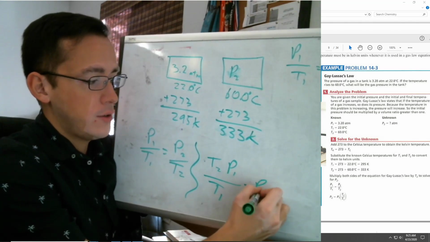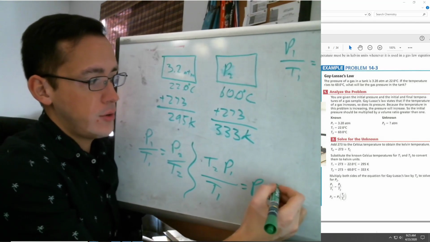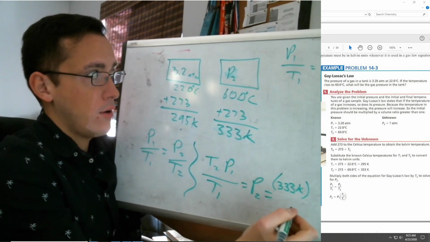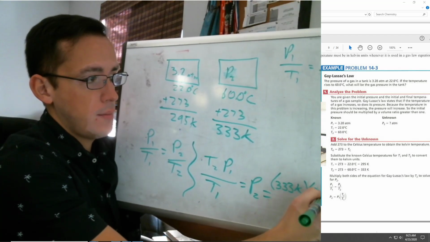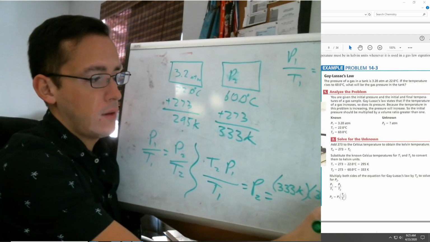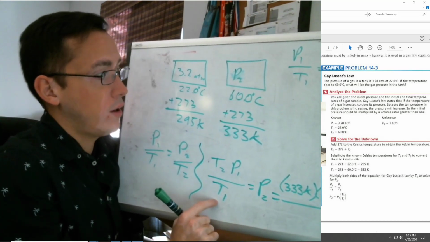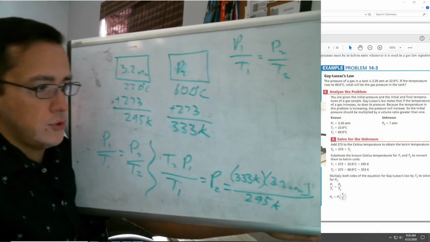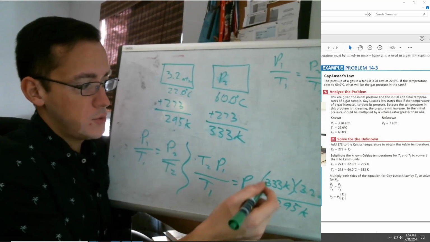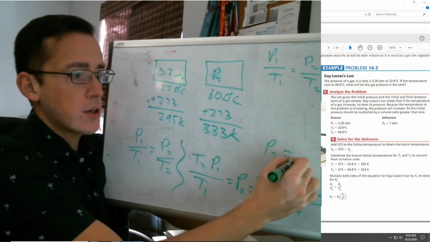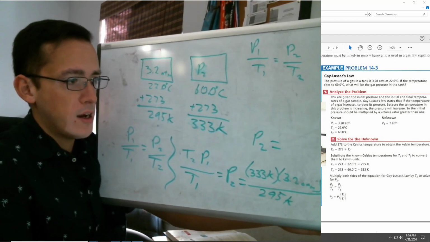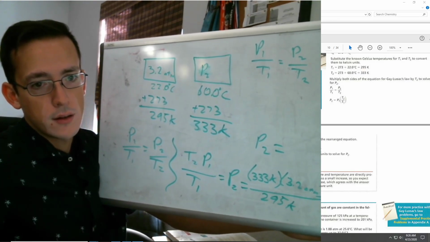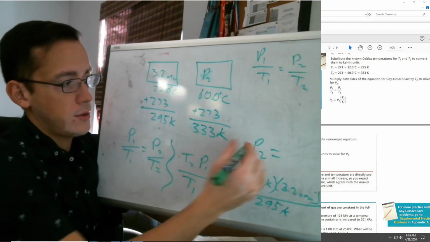And that equals P2. So our second temperature was 333 Kelvin. Our initial pressure is 3.2 atm. And we divide that by our T1, which is 295 Kelvin. So then, once we do all that, our second pressure, multiply 333 by 3.2 and then divide by 295, and we get 3.61.